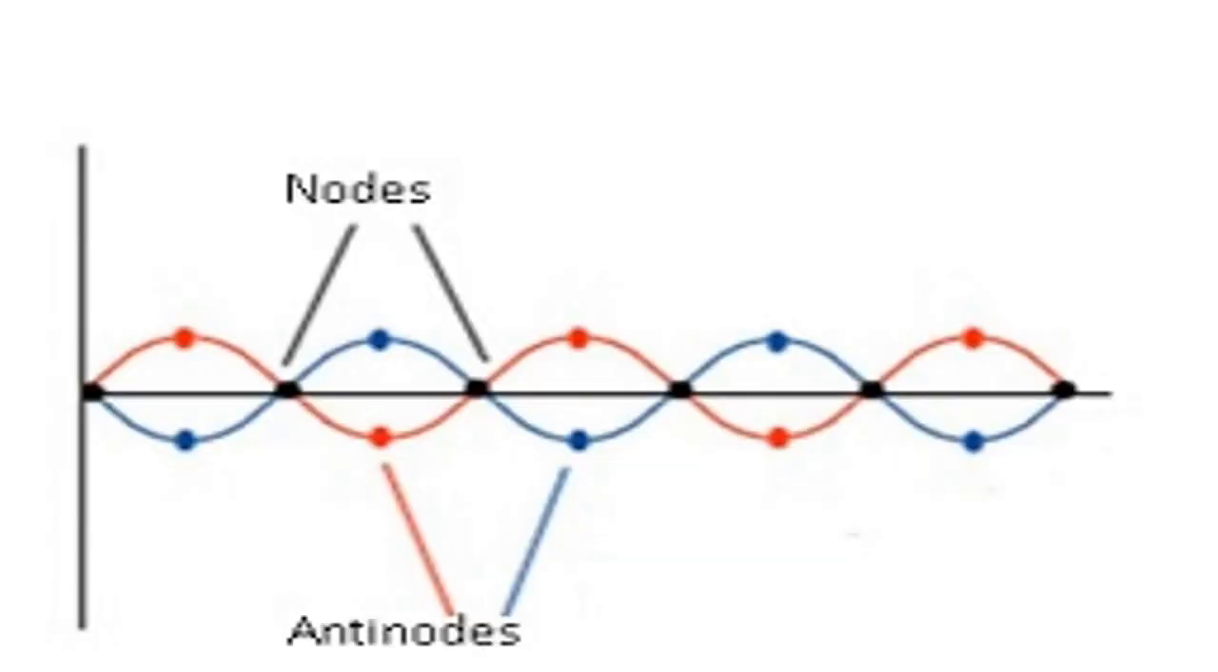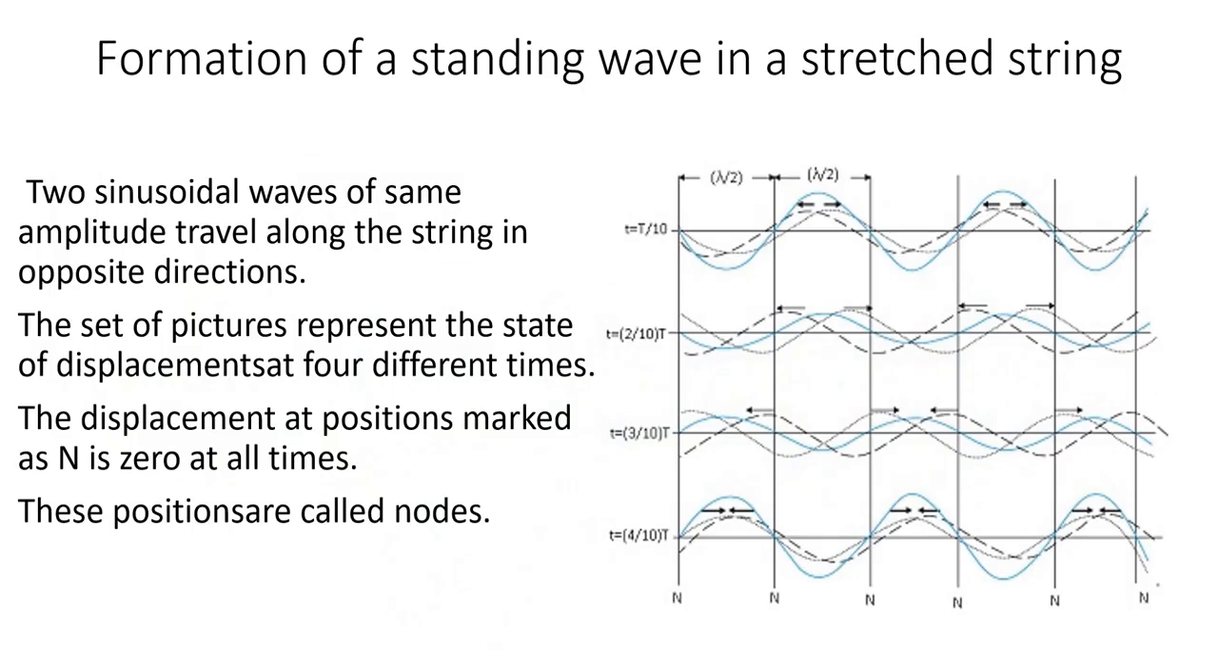So here you can see, in the case of a string, the wave pattern will be like this. Next we will discuss that only. So here you can see those nodes, where amplitude is 0. Okay, you can see that the black ones are represented as nodes, and the antinodes are shown by red and blue, where amplitudes are maximum, that is antinodes.